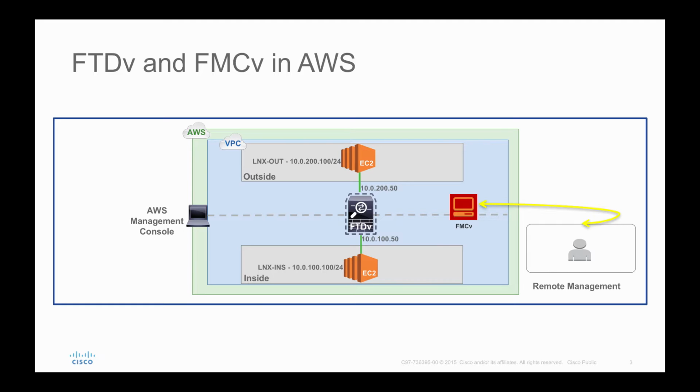I have a VPC known as Tenant VPC. Under Tenant VPC, I have two subnets, outside and inside. Inside subnet is hosting a FTP server and IP address is 10.0.100.100. And there is an attacker sitting on outside of Firepower Threat Defense. IP address of that attacker is 10.0.200.100.